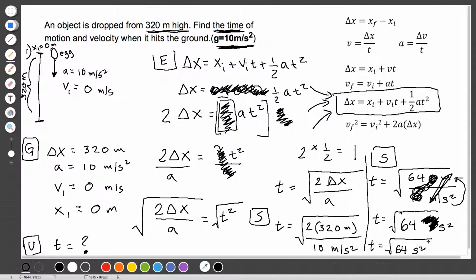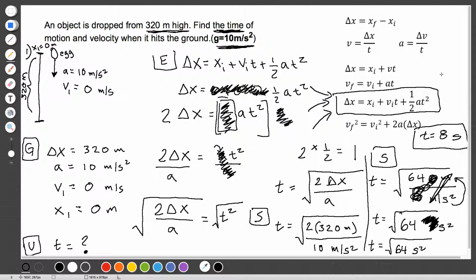I'm going to put that into my calculator. Square root of 64 equals 8. So our final answer, t equals 8 seconds. So that's how long it takes to fall to the ground.